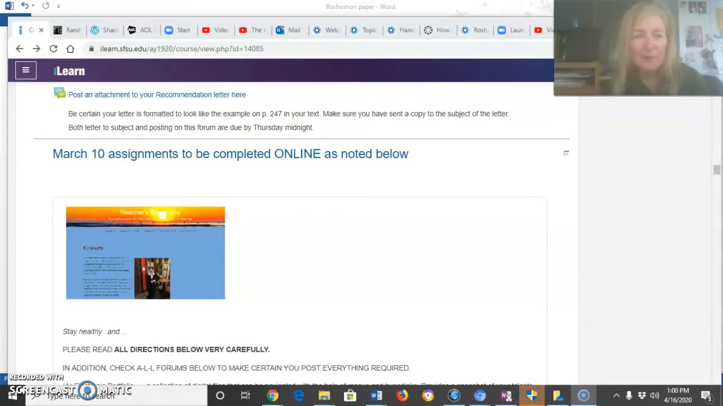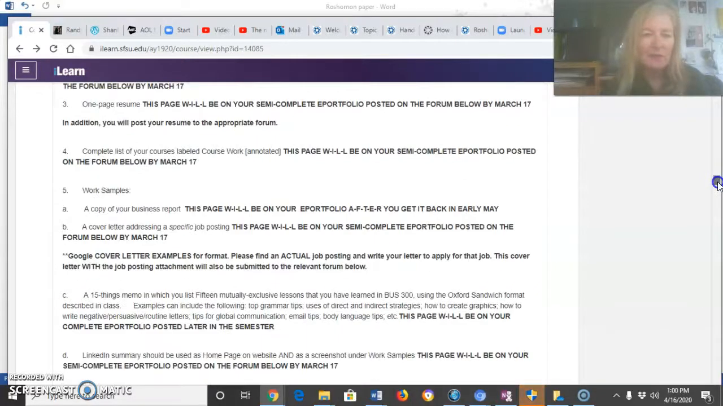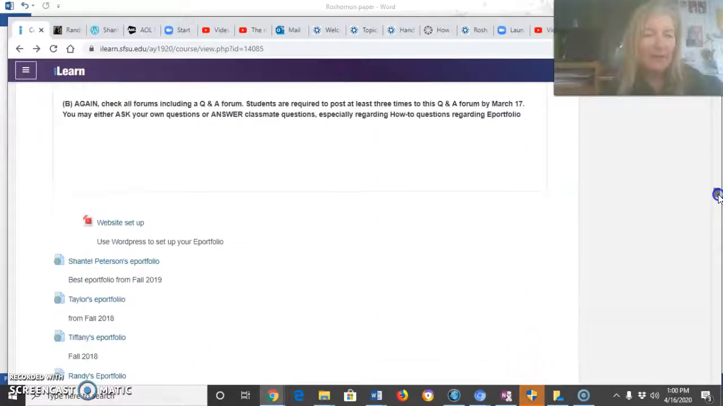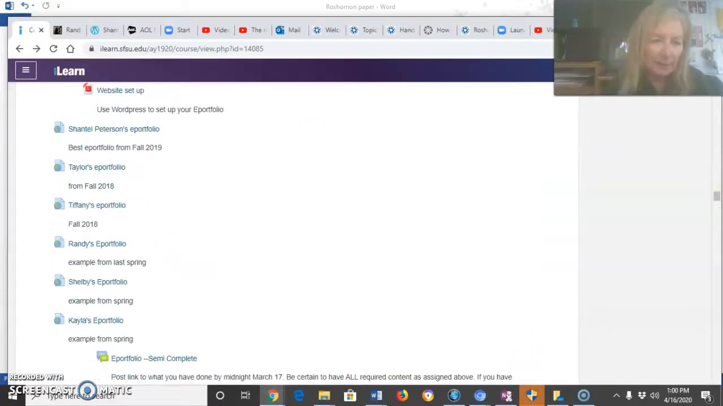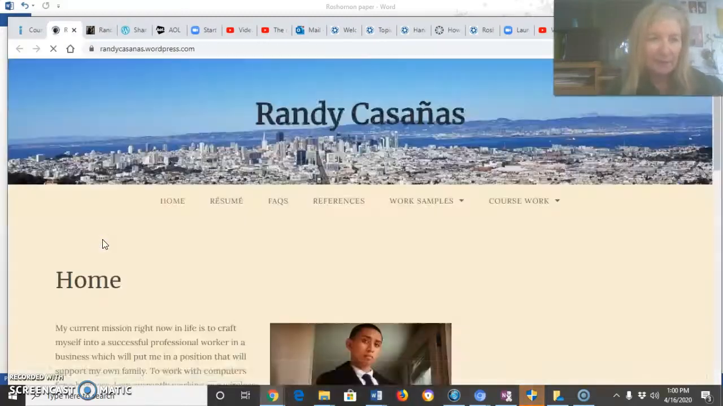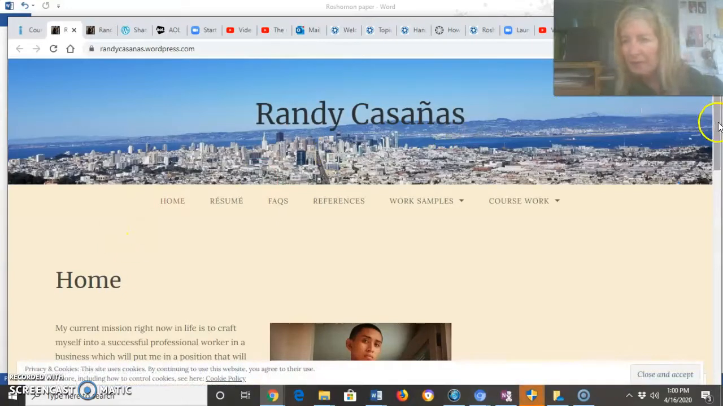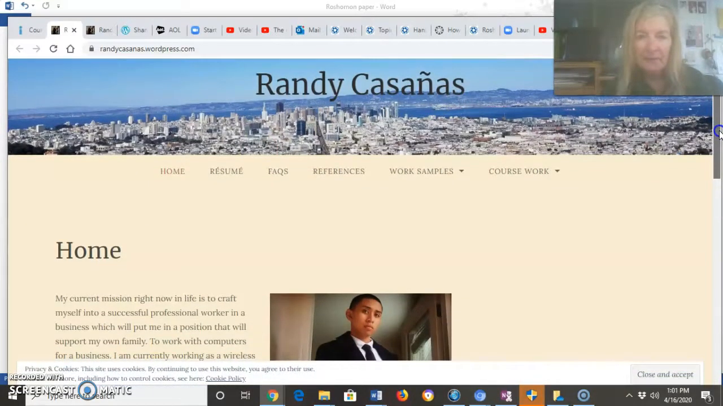So we'll start by going back to the March 10th assignments, when we started to complete assignments online, and you'll see this is when you were working on your ePortfolio, and I gave you some samples. I'm going to pick Randy's ePortfolio mainly because he saved it on PDFs, so I could tell the pages discreetly and the pages didn't run into one another. So you guys are going to have to do that too. This is Randy's ePortfolio, and we can talk about setting up yours another time.